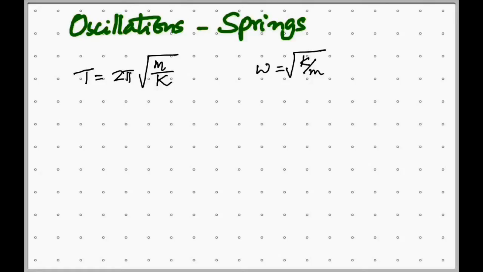Oscillations, springs. So what's K? It's the spring constant. If it's a light spring, you need not consider the mass of the spring, but if it's a heavy spring, you have to take 1/3 of the mass of the spring and add it to the mass attached. So remember that, and you will have a multiple choice question.